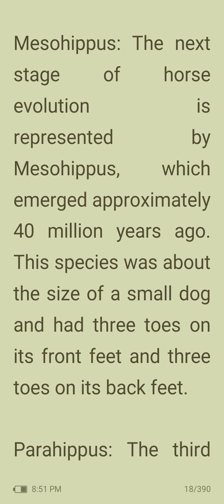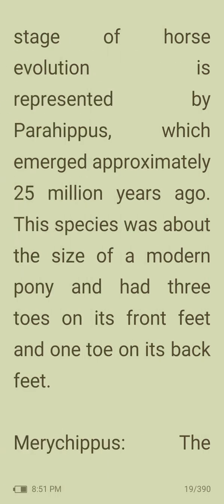Then Parahippus. The third stage of horse evolution is represented by Parahippus, which emerged approximately 25 million years ago. This species was about the size of a modern pony and had 3 toes on its front feet and 1 toe on its back feet.